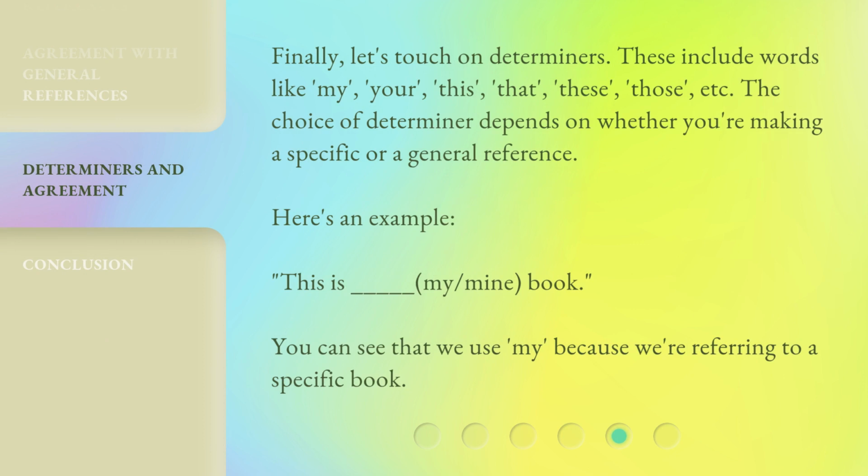Finally, let's touch on determiners. These include words like my, your, this, that, these, those, etc. The choice of determiner depends on whether you're making a specific or a general reference. Here's an example. "This is blank, my, mine, book." You can see that we use my because we're referring to a specific book.